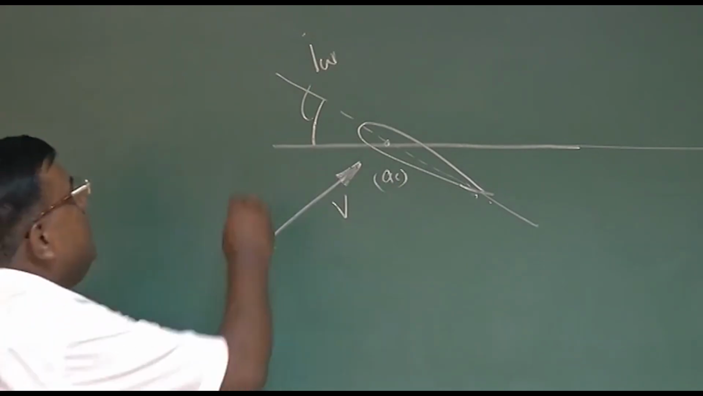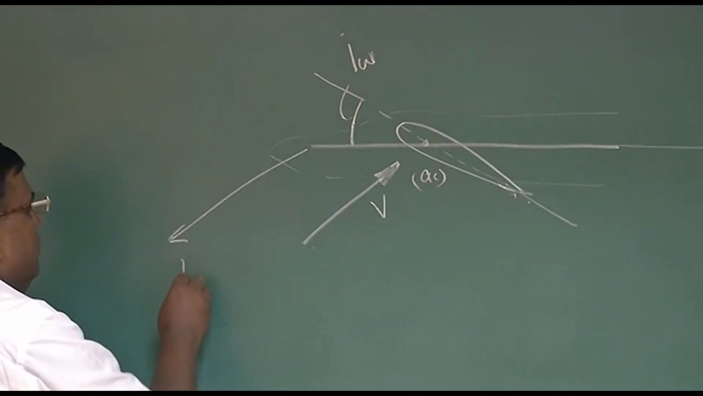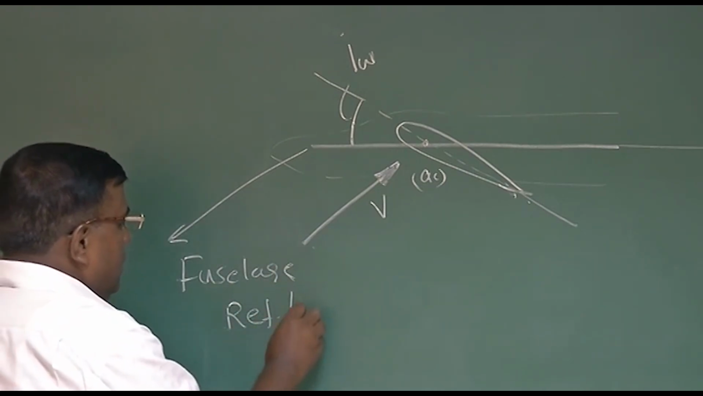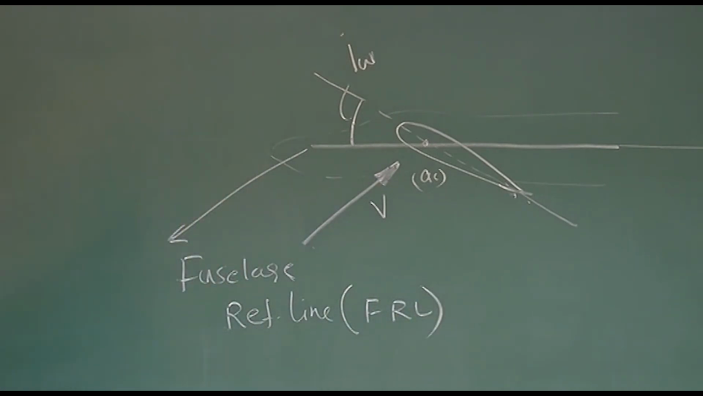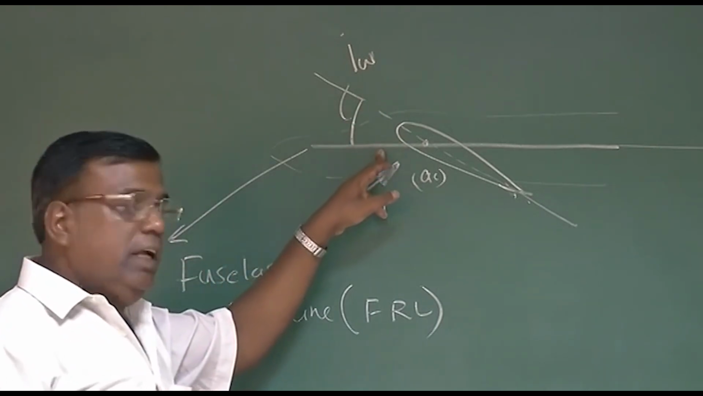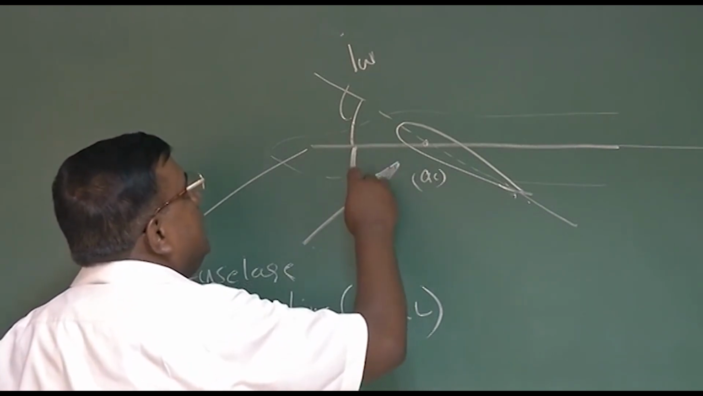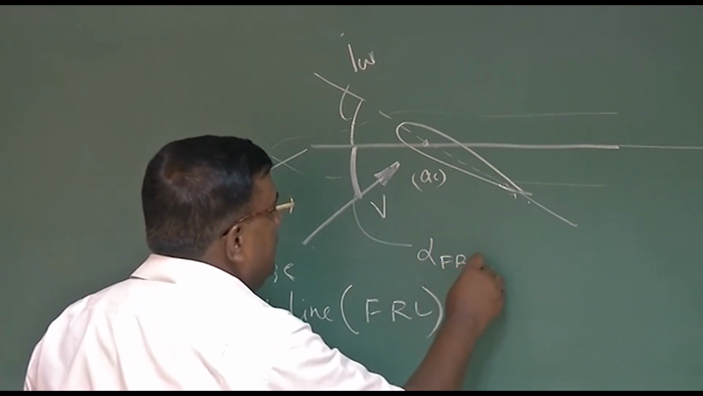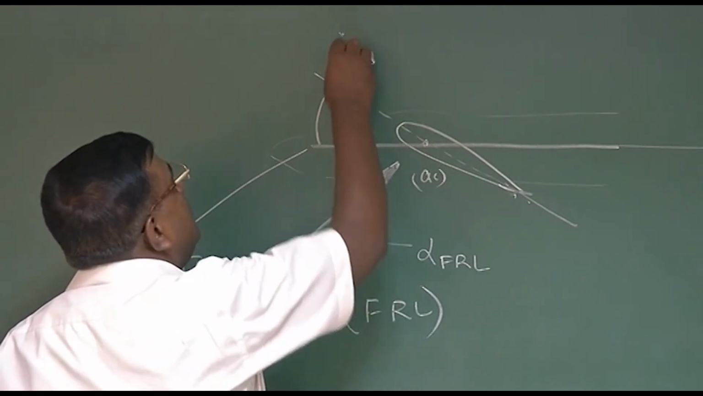What is the center line? Well, actually, if I draw it like this, this is a fuselage going on like this. So I call this line the fuselage reference line. So in short, it is FRL. Okay. So what is wing setting angle? It is the chord line, how much angle it is making with the fuselage reference line. So I call the angle between the velocity vector and the fuselage reference line as alpha FRL, and this angle is already IW, wing setting angle.